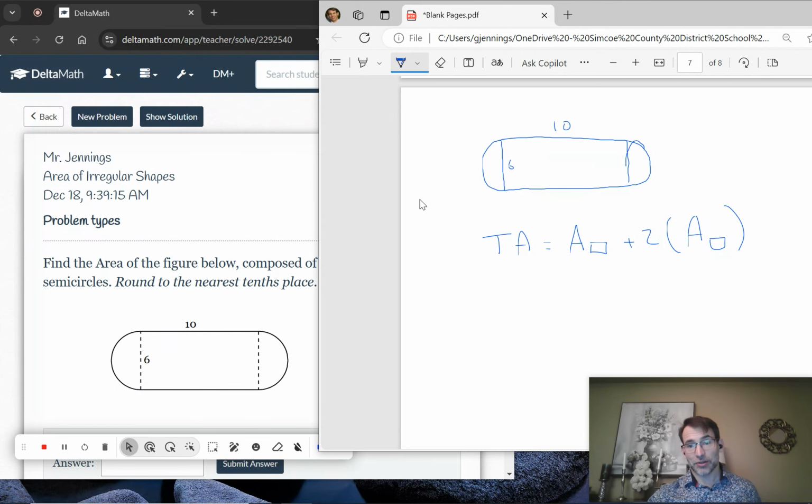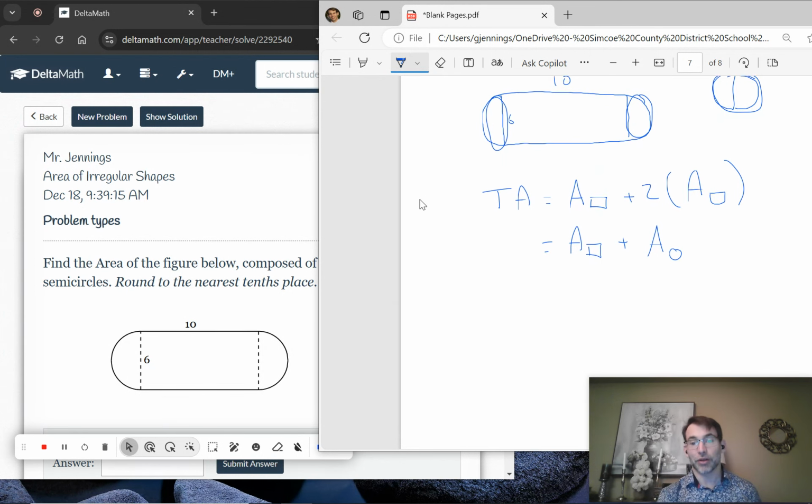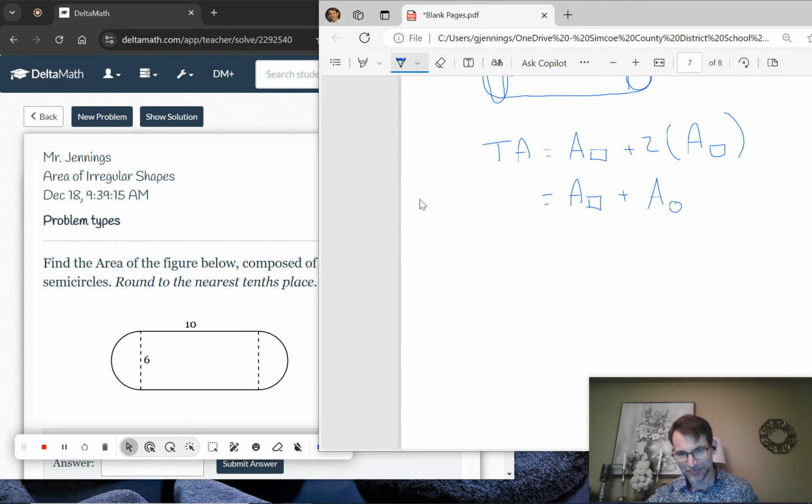You can also notice that this shape plus that shape makes a whole circle. One circle. So rather than do that, let's say this is equal to the area of the rectangle plus the area of the circle. Because that's an easier way to calculate. You don't have to divide by 2 and then multiply by 2. And I would also tell you it's the same.